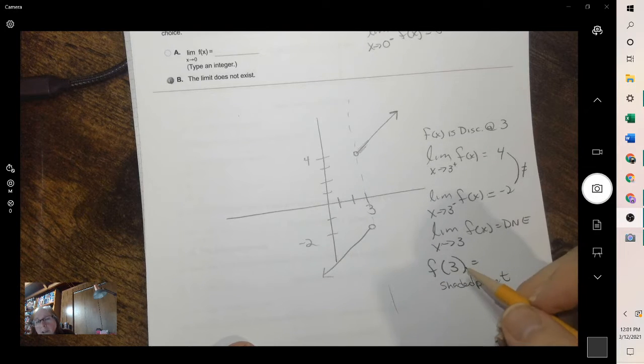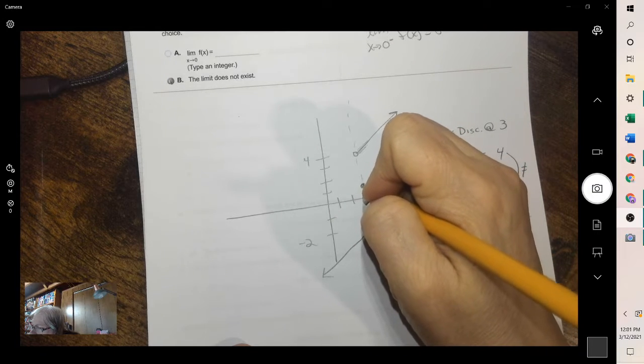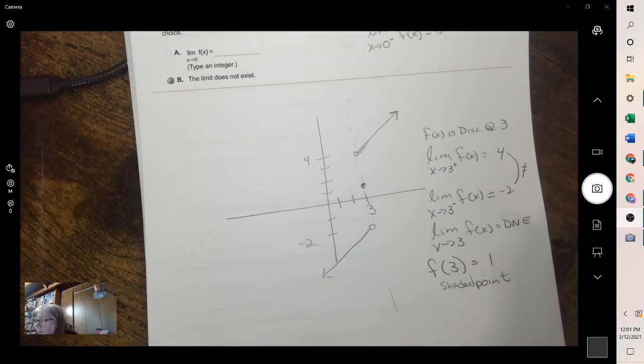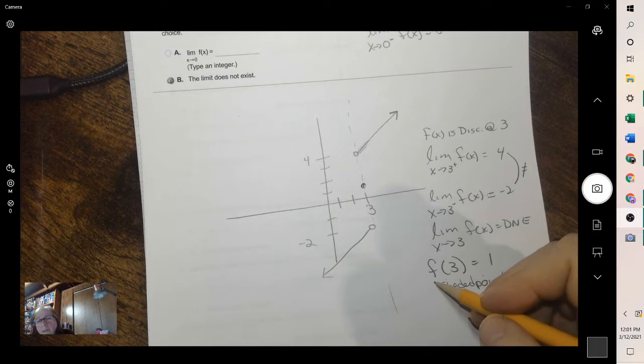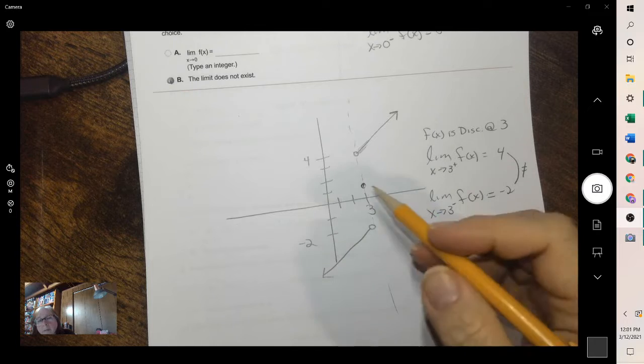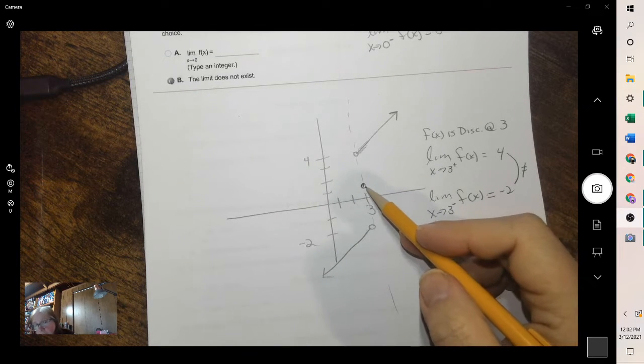But if there is a shaded in point, right here, then it would be, in this case, 1. So you're looking for the shaded in point when it's written like this. And if they're all open circles, then that does not exist. In this case, I shaded in one, so it's this one.